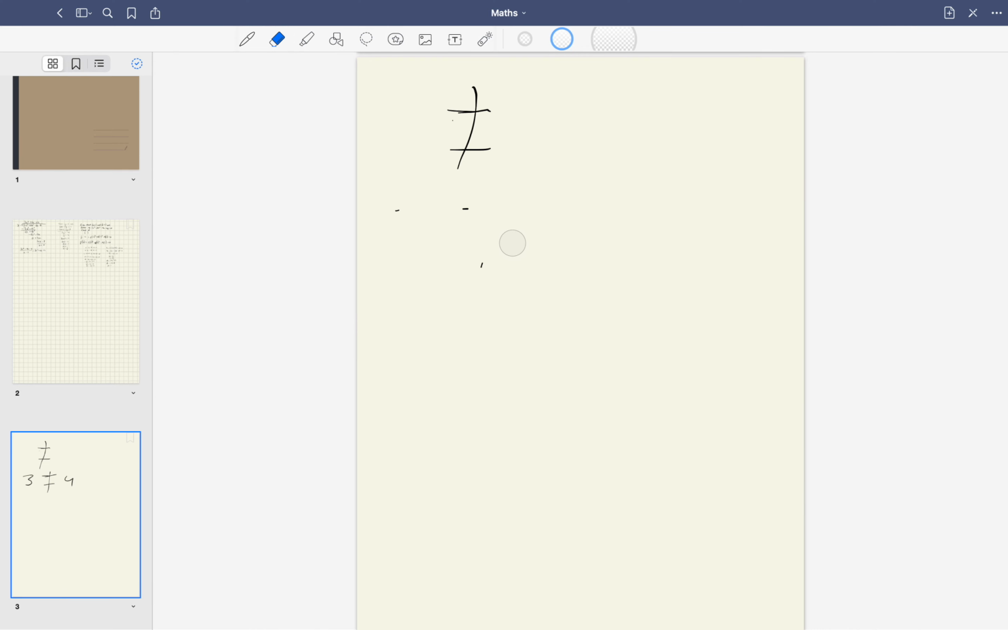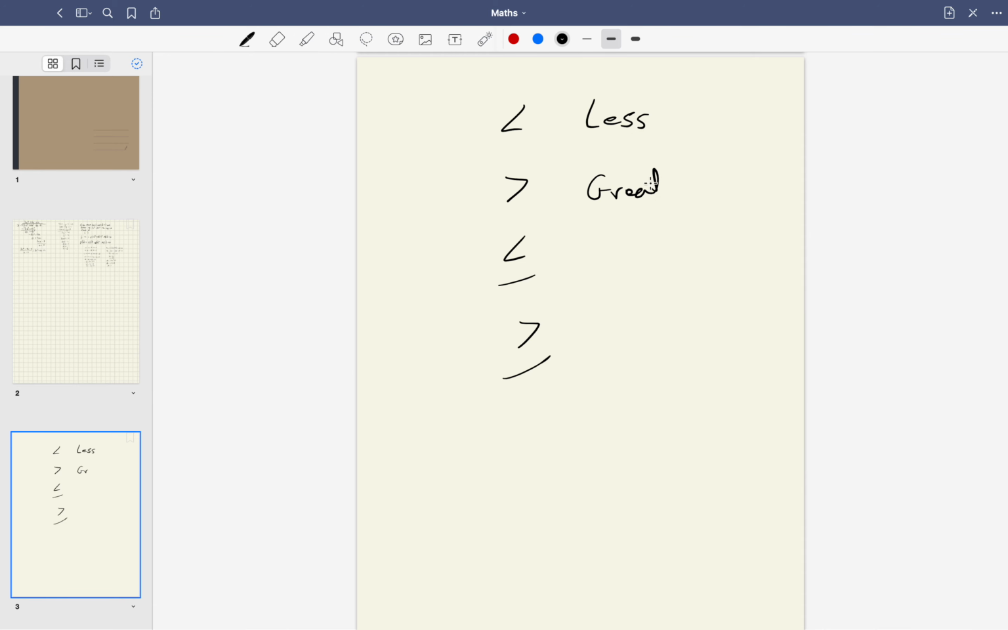And then some more signs. We've got less than, greater than, less than or equal to, and greater than or equal to. So I'm just going to draw them out. So this one is less than, this one is greater than, this one is less than or equal to, this one is greater than or equal to.